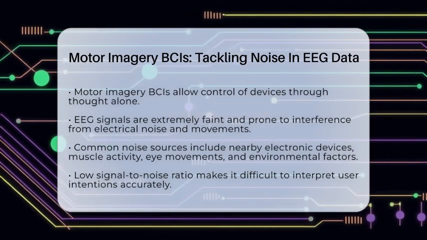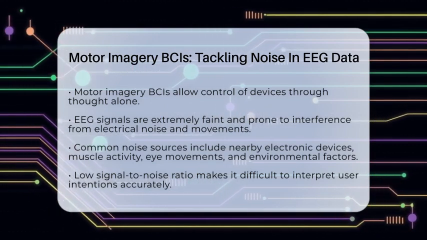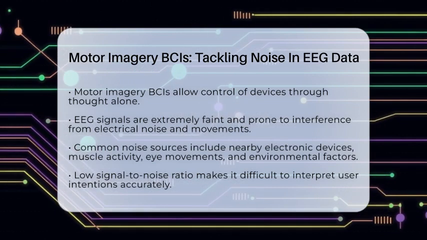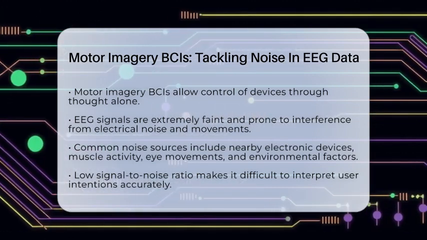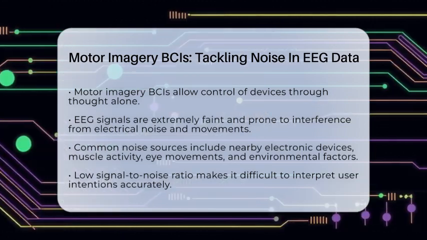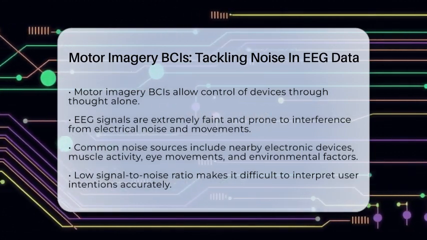EEG stands for electroencephalography, which records brain activity through sensors on the scalp. The signals are very faint and easily disturbed by other electrical activity or movements. This noise makes it hard to tell when someone is imagining moving their hand or foot.